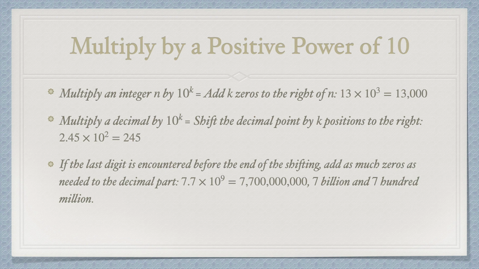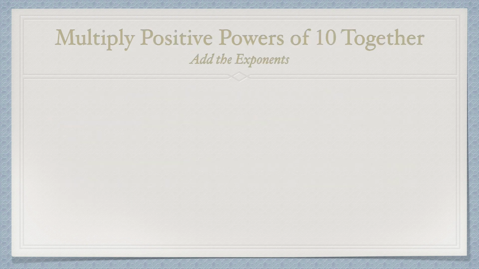If the last digit is encountered before the end of the shifting, we must add as many zeros as needed to the decimal part. For instance, 7.7 multiplied by 10 to the power 9 is 7,700,000,000. And if we want to multiply positive powers of 10 together, we must add the exponents.